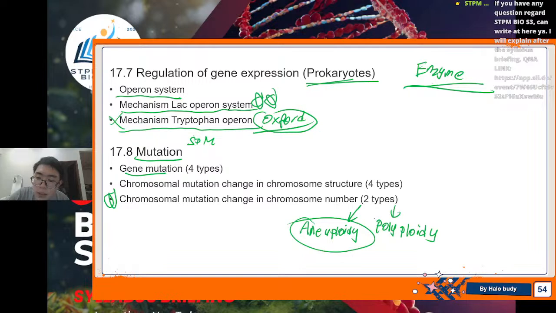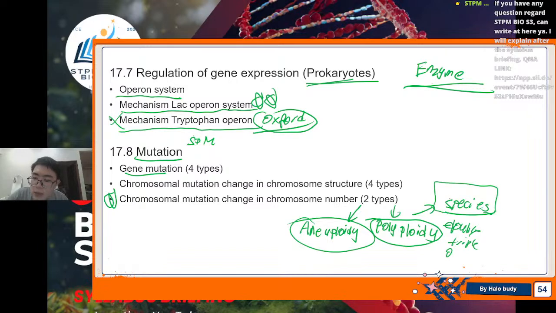But polyploidy will involve multiple numbers of chromosomes. It may double, triple, or even go higher. So this is what we call polyploidy. If the organism undergoes mutation under polyploidy, normally their offspring will become a new species. It is totally a new species.